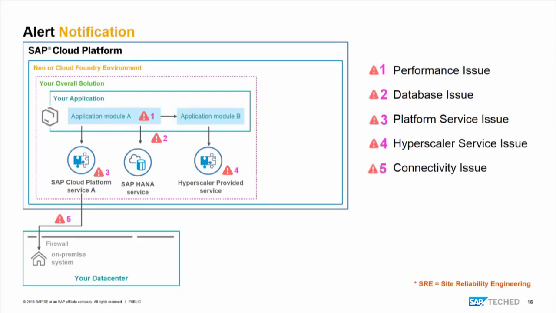Furthermore, I can get some connectivity issues to my on-premise system. So I want to know about this. So really a lot of this is just a grasp of the things that might go wrong with an application. We constantly see new ones and new ones. So this is the space which alert notification service addresses and helps you.